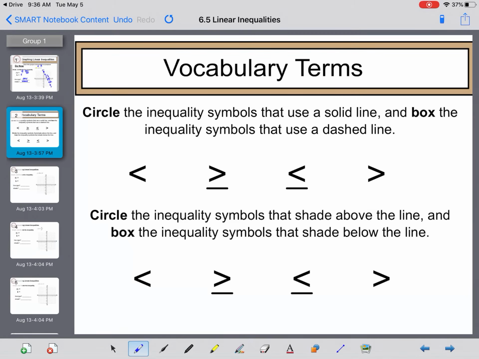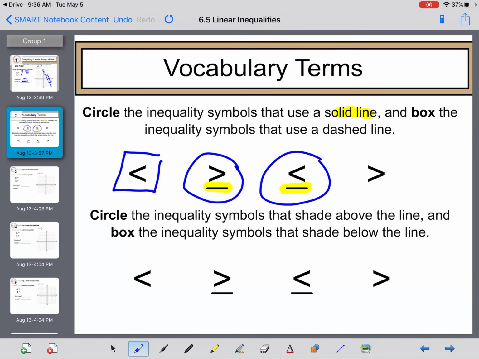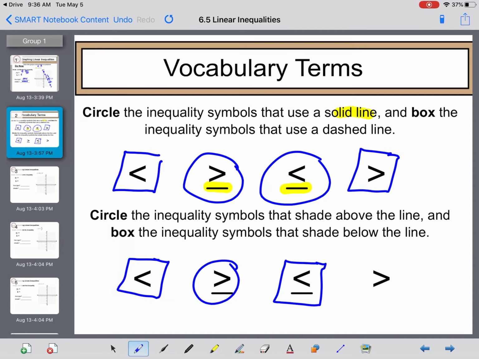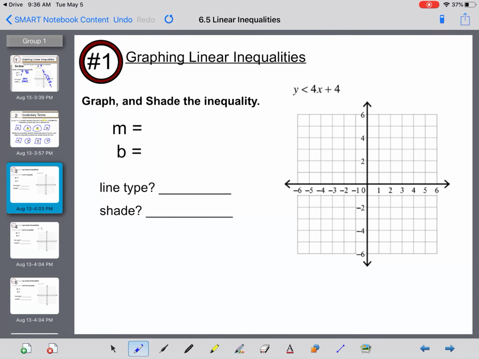Vocabulary terms: circle the inequality symbols that use a solid line and box the inequalities that use a dashed line. Well, easiest way to remember this, if they use a solid line, there's a solid line underneath. Okay, 1, 2, and box the others. Circle the inequality symbols that shade above the line and box the inequality symbols that shade below the line. Well, below would be less than, right? So we're going to box those, less than or equal to, and we're going to circle the greater than and greater than or equal to symbols.